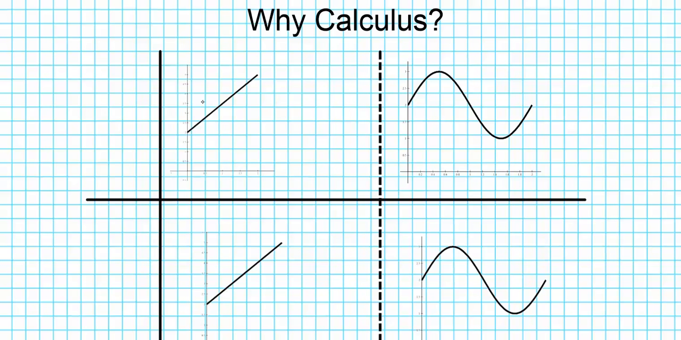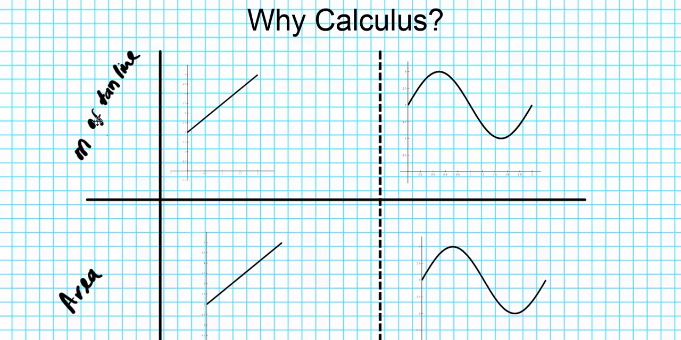The two main problems that calculus was designed to solve, or that resulted in the creation of calculus, have to do with the slope problem, or you can call it the slope of a tangent line. And the second problem is the area problem.